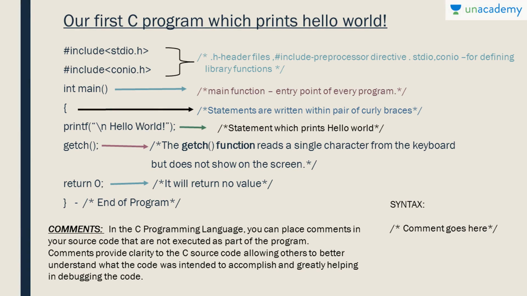This is our first C program which prints hello world. Here we define #include <stdio.h> and #include <conio.h> as you see here. These are header files, and #include is a preprocessor directive which says to include the library functions in a C program which are already present in the compiler or IDEs, as I told you previously.